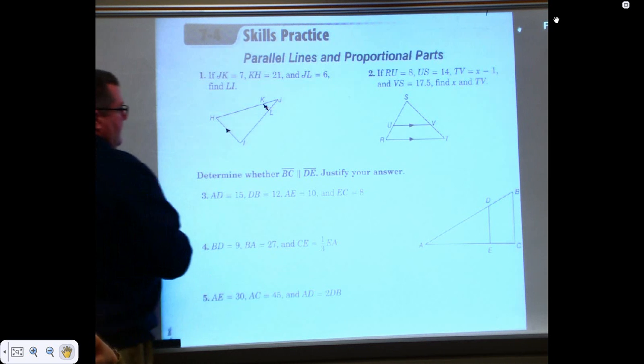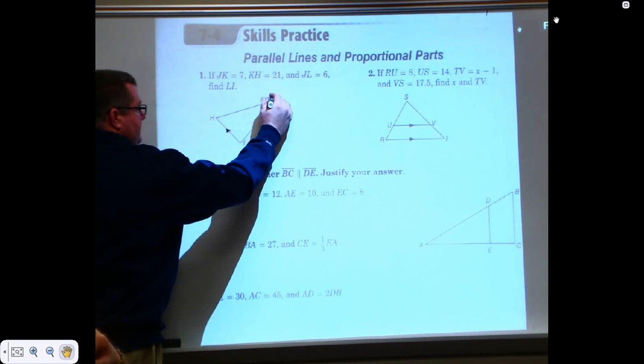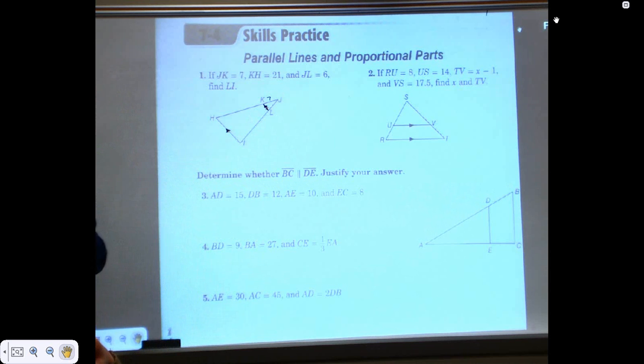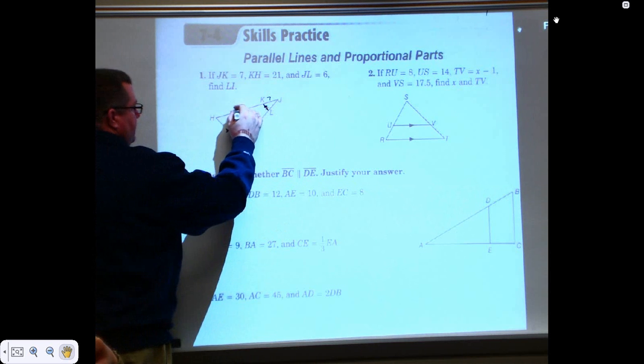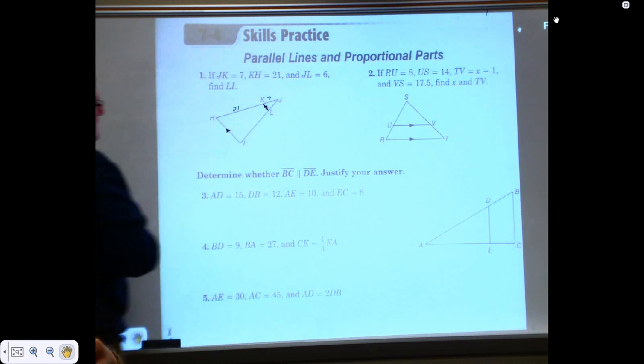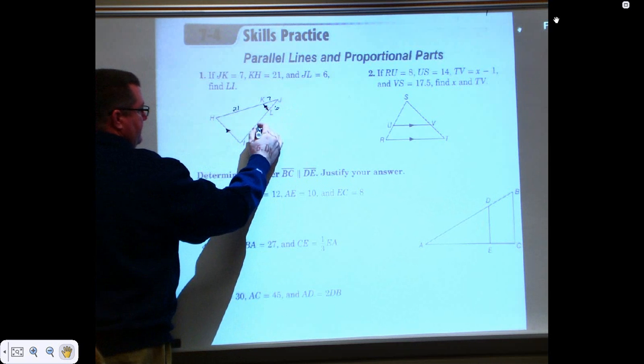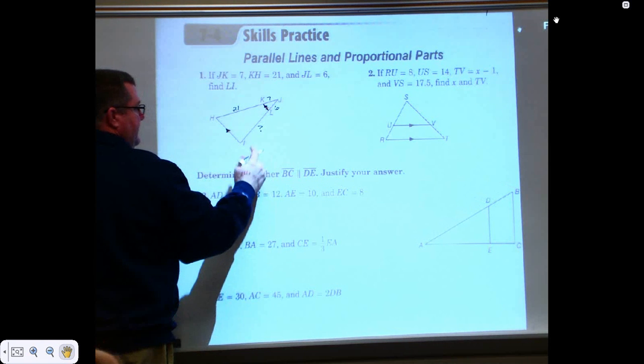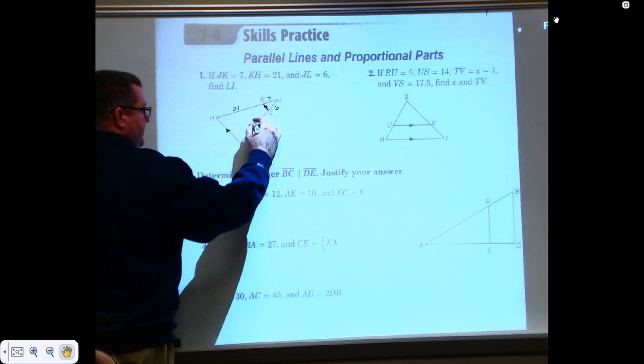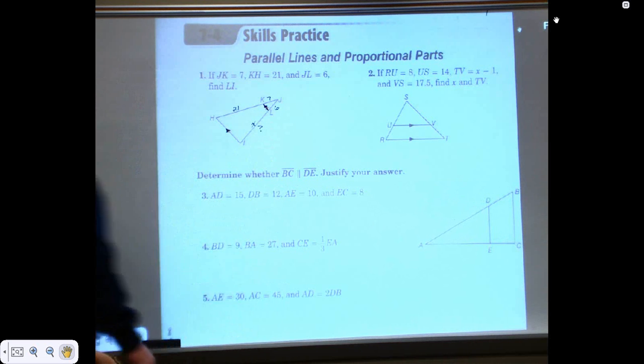JK is what? J to K is 7. K to H is what? 21. J to L is 6. What do they ask us to find? They want us to find that. So what could we do? We make that a variable maybe? How about we make it X?